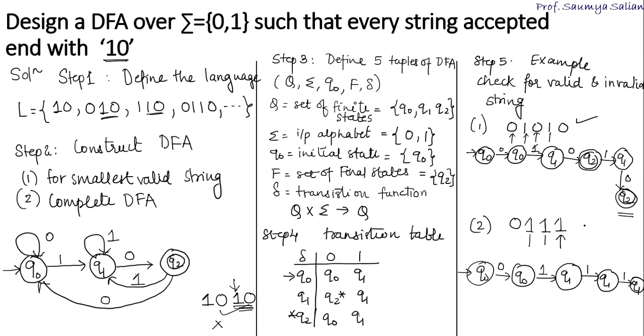So here the string is an invalid string. It is not present in the language, and therefore we can see that we are not reaching the final state. This is a non-final state. So our DFA machine is correct, right? So this is how you should be mentioning all the steps to get full marks in exam.